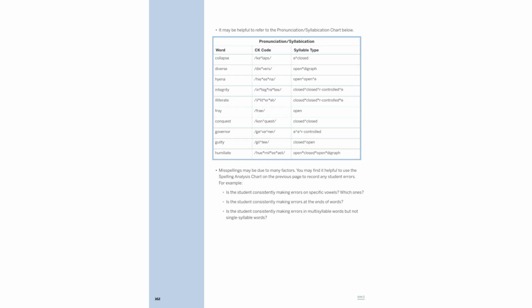Analyzing spelling errors can reveal patterns, such as consistent mistakes with specific vowels or word endings. For instance, students may struggle with multisyllabic words compared to single-syllable ones. Utilizing a pronunciation syllabication chart helps identify these issues, aiding in targeted instruction to improve spelling proficiency.